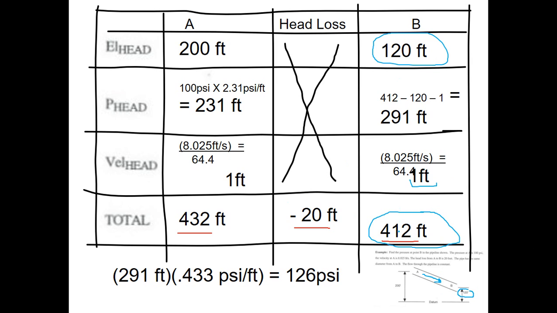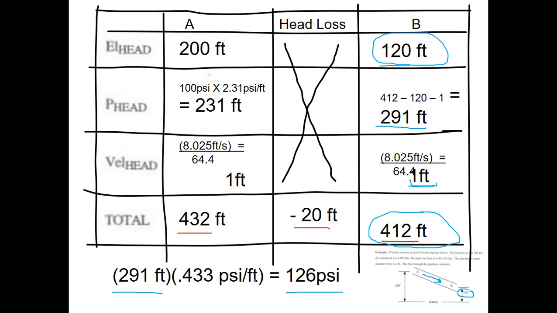So what we got is a total of 412. We're going to use up 120 for elevation and 1 foot for velocity. So 412 minus 120 minus 1 is 291 feet of energy available for pressure. That's what's available for pressure. We're using up 120 for elevation, 1 for velocity head, so we've got 291 left for pressure. Now that's feet because it's on the chart, so we can convert that into pressure and get 126 psi. So that's what I would predict the pressure at B to be, 126 psi.